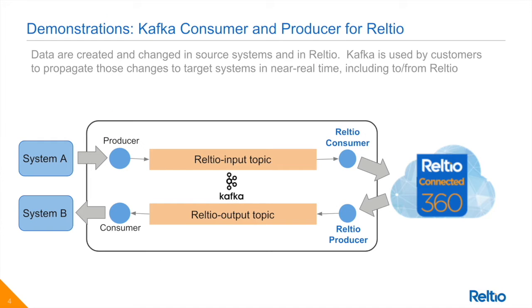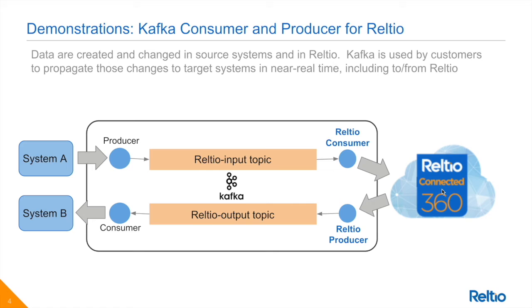So when we think about demonstrations that are going to involve Reltio, we're going to start from system A. An event takes place in system A. A producer is going to place that event into a Kafka topic. A Reltio consumer in near real time is going to detect that new event and is going to produce a corresponding update in Reltio using Reltio's APIs.